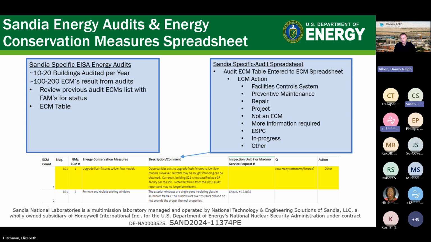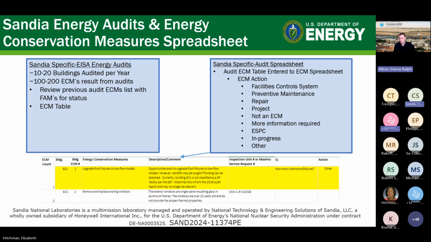From that audit, once it gets completed, which is about a 6 months process, in the audit itself, there is a table that lists all the new ECMs, and that table gets copied over to the spreadsheet that you see on the bottom of the page. That is our internal spreadsheet, and we add another couple columns and color coding that I'll go over in a second. Basically, we add a column that has action items, and that's the drop down that you see in the blue on the right-hand side.